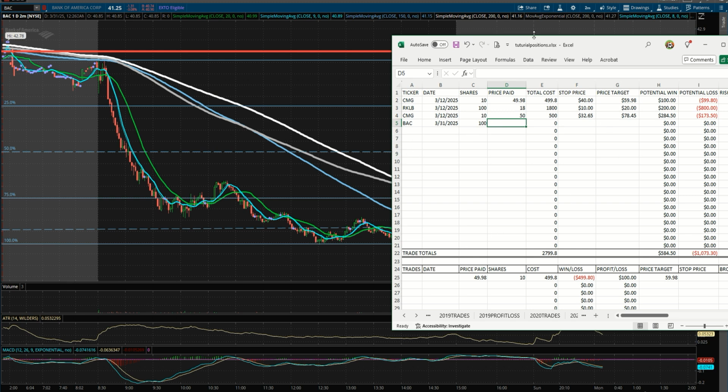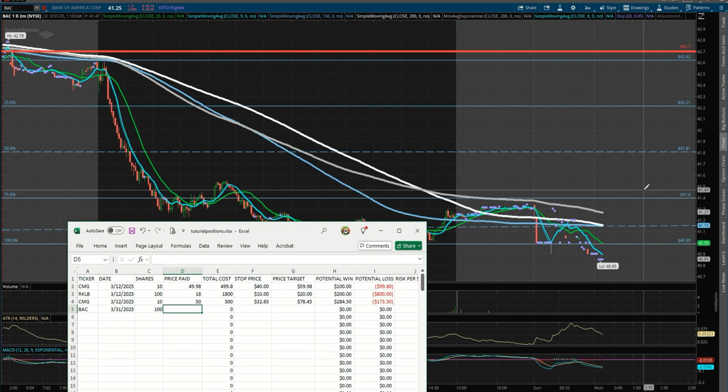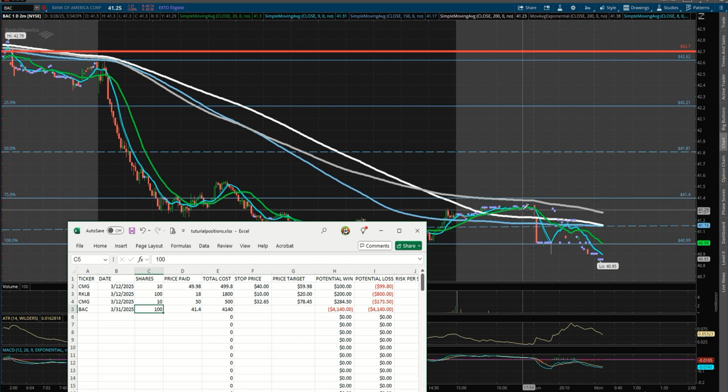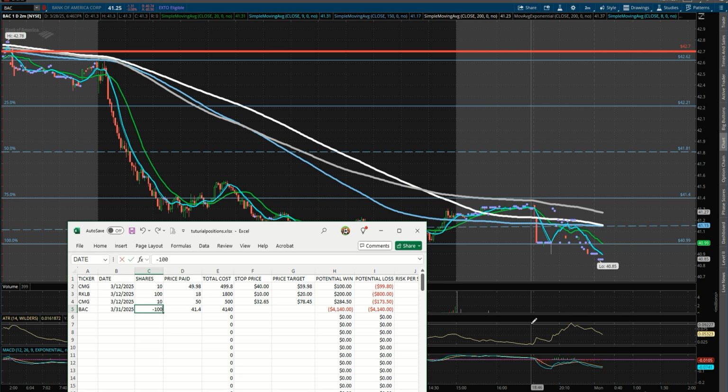Okay, so what did we say we wanted to buy? We wanted to buy at least around $41.40. Alright, so let's say we paid $41.40. That's a $4,000 trade. Now we bought 100 shares, but we're trying to go short because we know the market's selling off. So we want to short that stock at $41.40. Instead of it being a positive 100, we want a negative 100.